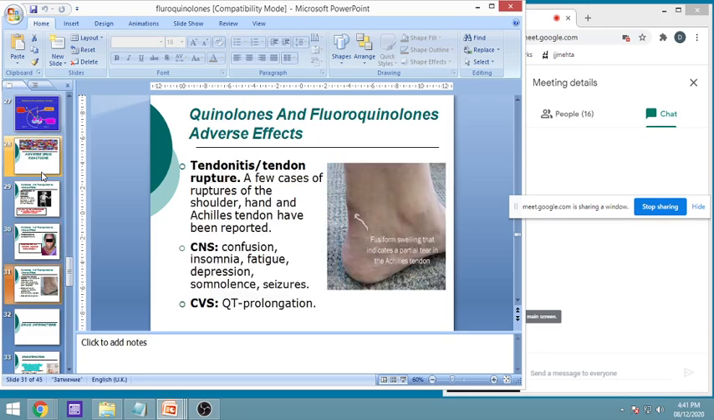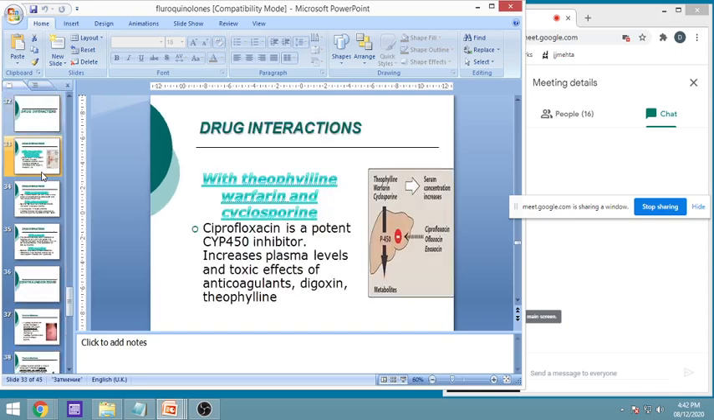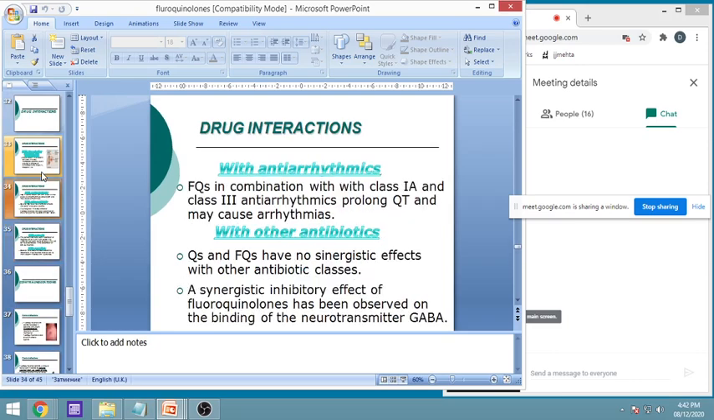Then next is tendonitis or tendon rupture. In a few cases, rupture of the shoulder, hand and Achilles tendon has been reported. In the CNS it causes confusion, insomnia, fatigue, depression, somnolence, etc. It will also cause QT prolongation. Now, from drug interactions onwards we shall see next time, which is the complete drug interaction section.